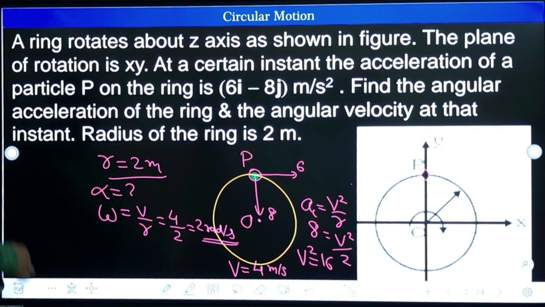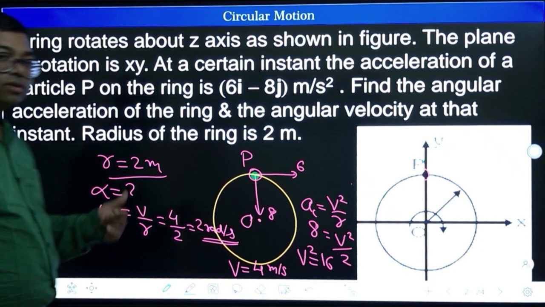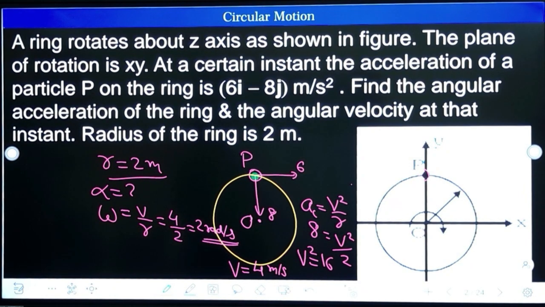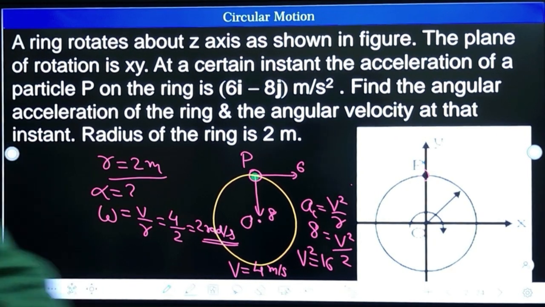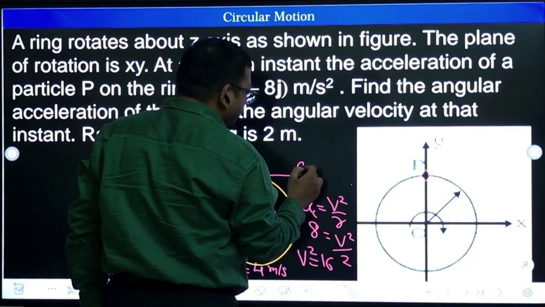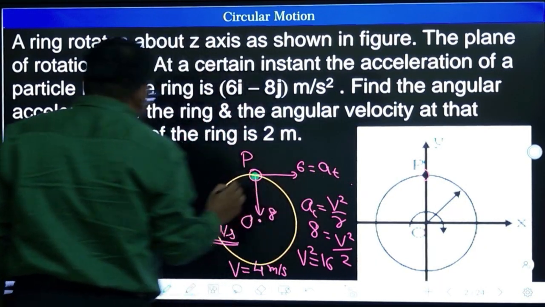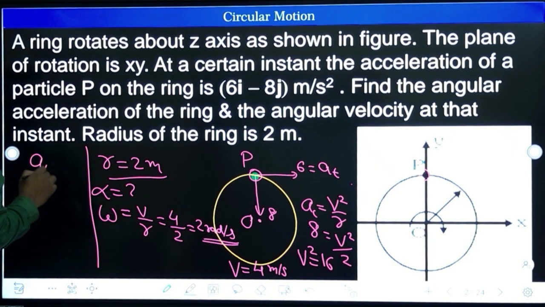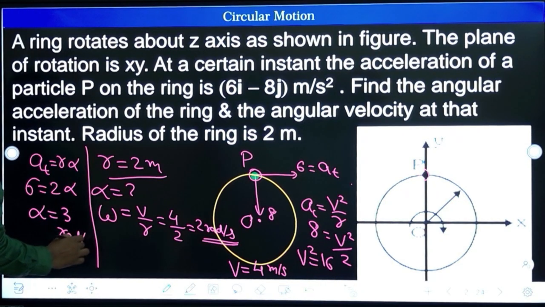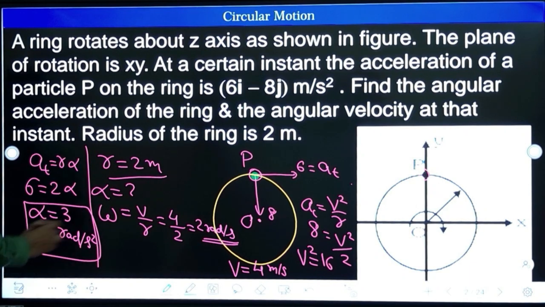What is alpha? How to calculate alpha? Can you tell how to calculate alpha? Note that this is the tangential acceleration, and the tangential acceleration formula is r into alpha. So the tangential acceleration is 6, r is 2, so alpha we got as 3 radian per second square. Simple calculation.